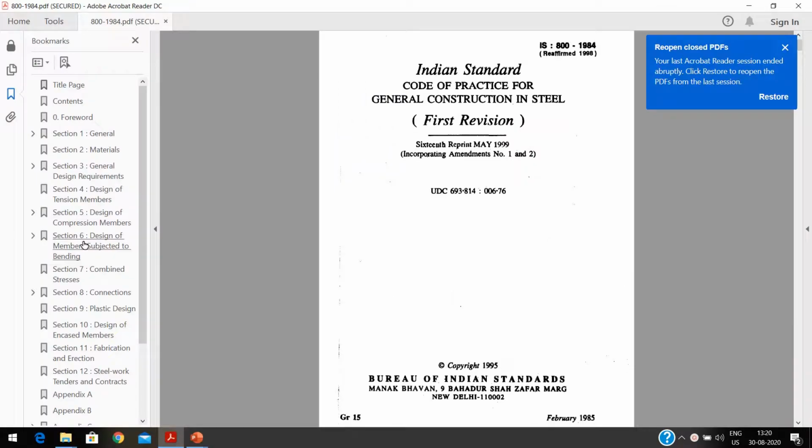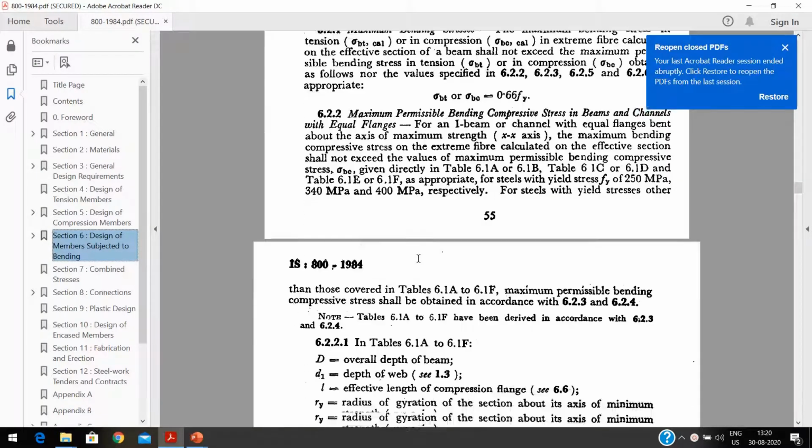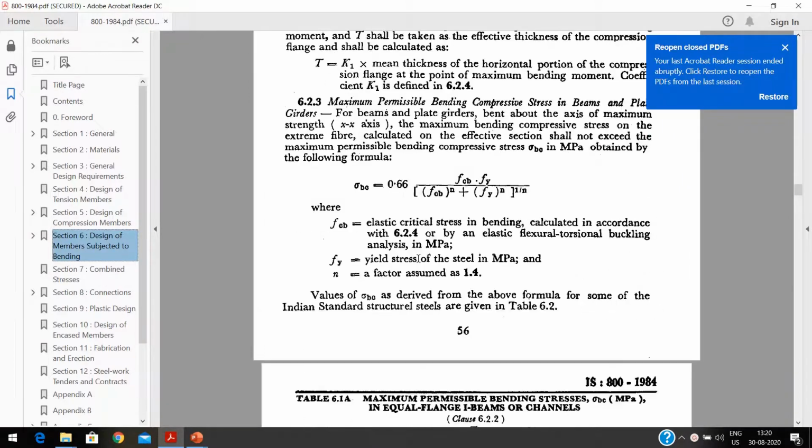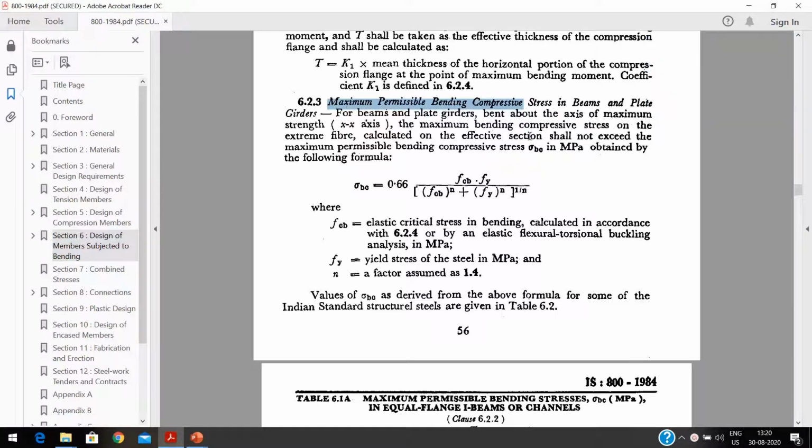So here in the IS code, this has been mentioned: the maximum permissible bending compressive stress in beams and plate girders. For that we have this formula: sigma bc equal to 0.66 into FCB into Fy divided by the quantity FCB raised to n plus Fy raised to n, whole raised to 1 by n. What is FCB? That is the elastic critical stress in bending, Fy is the yield stress and n is the factor assumed, that is 1.4.